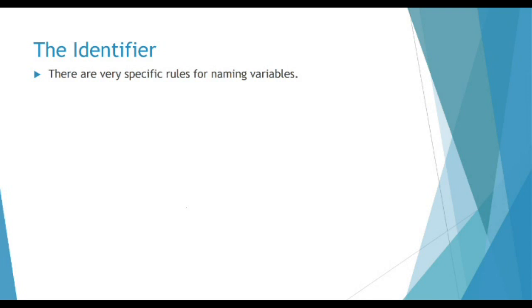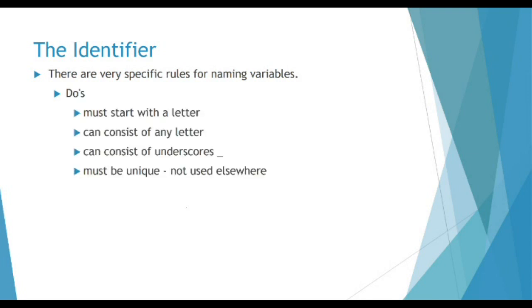There are very specific rules for naming variables. So some things that you must do is you must start with a letter. It can consist of any letter. You can have underscores, but in our case we are going to be using camel case so that you're separating the words that way. They must be unique, so they're not used elsewhere. So you cannot use specific words that are already included in the Java dictionary, and you're not using the same identifiers for different variables, which is why we try to make them as descriptive as possible. It gives us more flexibility when we're coding, and gives the programmer a much better idea of what is actually being stored.